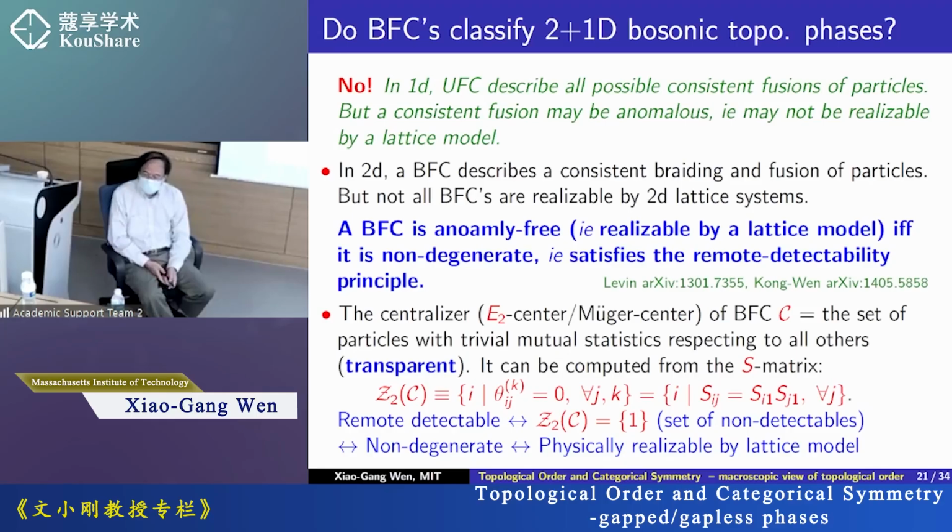So when you say realizable by a lattice model, you mean a lattice model in the same dimension? In the same dimension, yes. But when the MTC has a central charge, is it still realizable? Yeah, this is a very interesting question. When the MTC has a central charge, the mathematical thing is not realizable, but the physics thing is realizable.